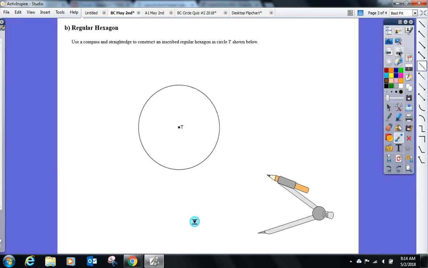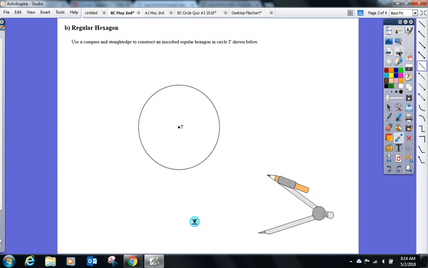Hexagon. So based off of last construction, how many congruent arcs am I going to need here? Hexagon. 6 congruent arcs. 6? I know how to do 4. Are you kidding me with 6? How are we going to pull this one off?